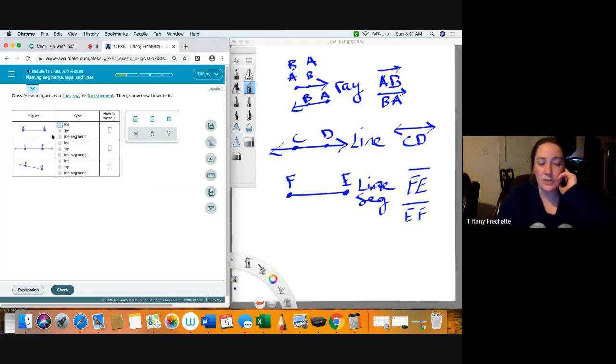Okay, so same thing. We're just looking at it again. So this is a segment. I can tell because it's cut off. There's no arrows, so that is a line segment. So this also looks like a line segment.